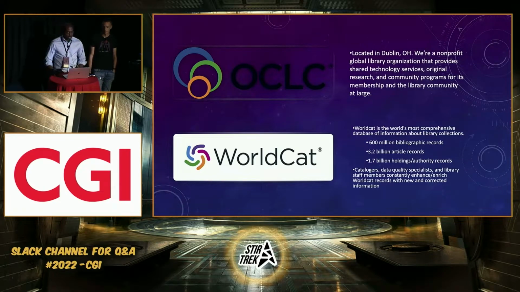The WorldCat data set contains about 600 million bibliographic records, which is metadata about books, movies, lots of items that you have in libraries. We also have within our data set 3.2 billion article records and also 1.7 billion holdings, authority records, library metadata. These are all items that are growing, and are managed and maintained by a group of catalogers, data specialists over time. So these are constantly curated and constantly updated data within the organization.